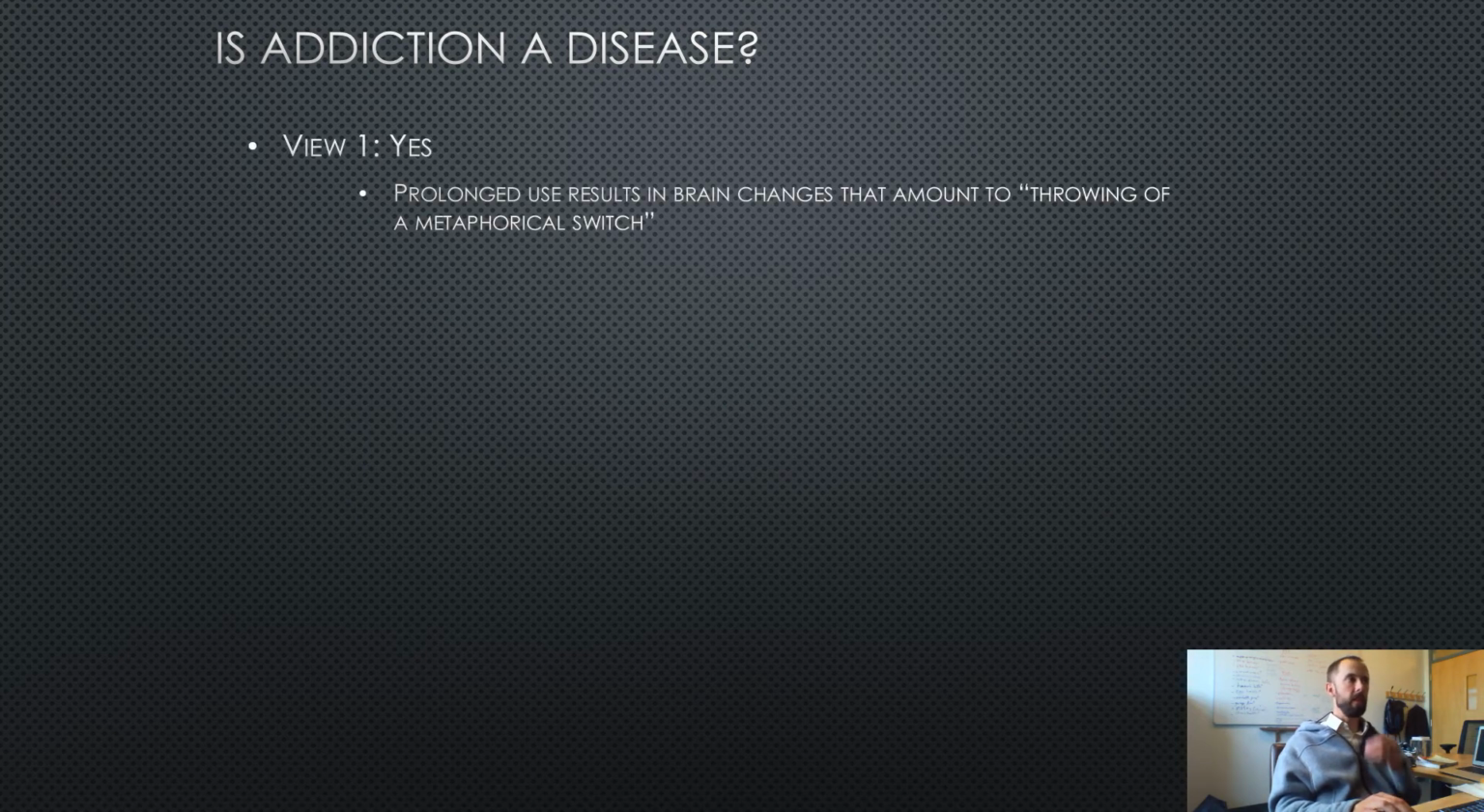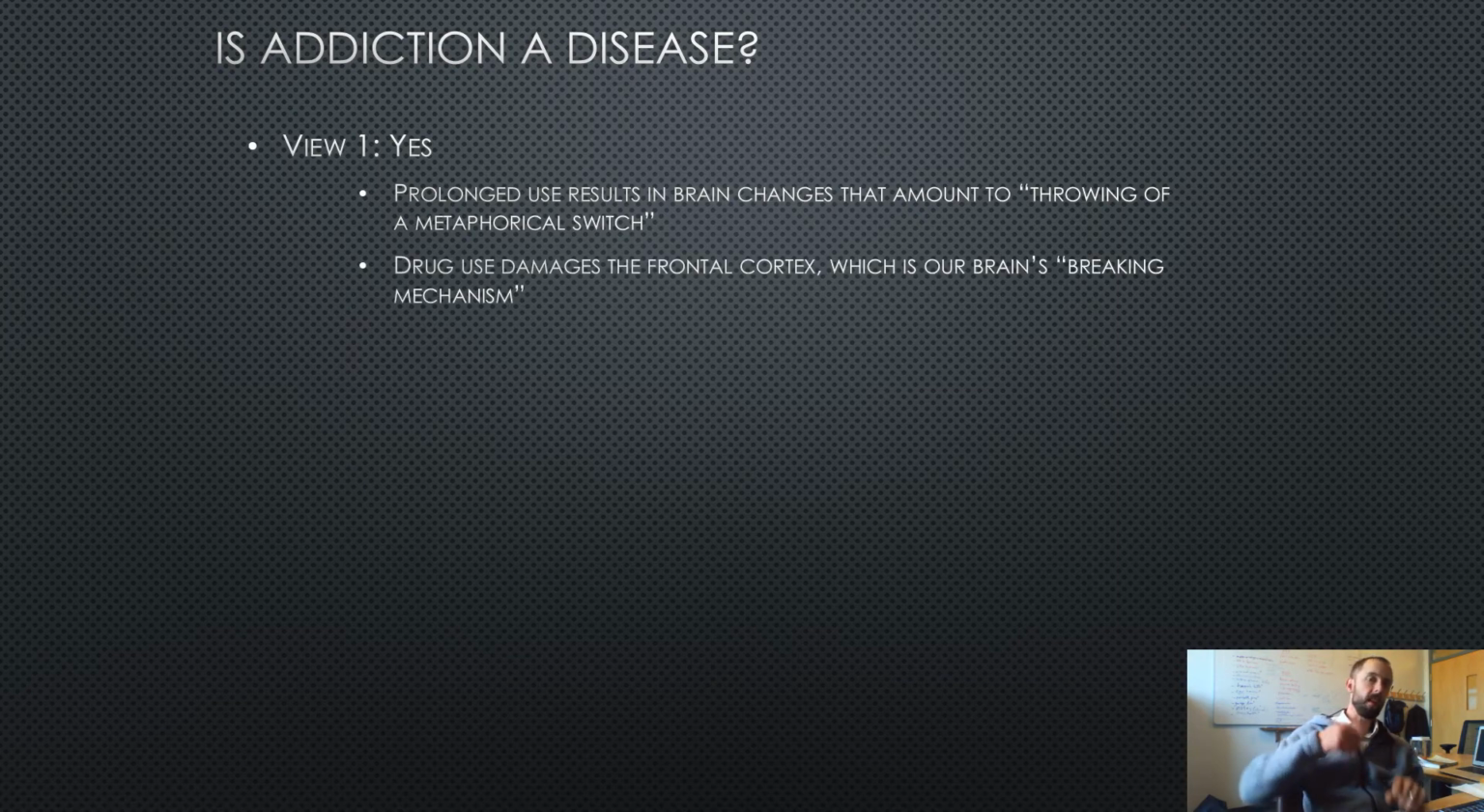Okay. So AA thinks addiction is a disease. And some neuroscientists think that too. So, some neuroscientists would say, and this was in the Ashbrook podcast I had you listen to, that prolonged use of drugs or alcohol results in brain changes that amount to the throwing of a metaphorical switch. So it's like turning something on or turning something off.